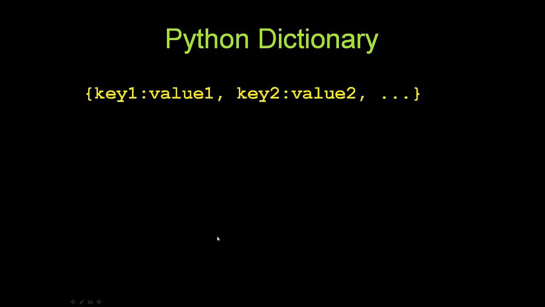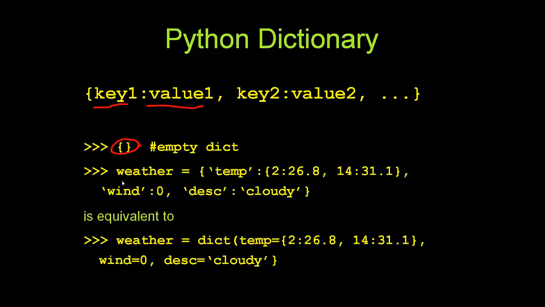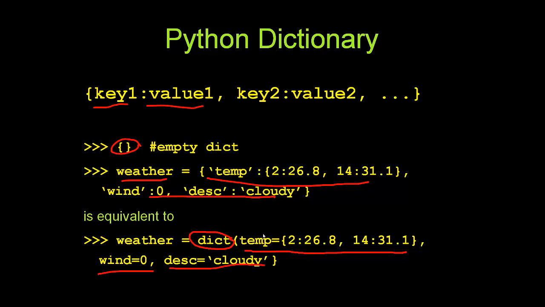Let's take a look. The way a dictionary is structured is the following form. It's key-value pairs: key 1 and value 1, comma, key 2 and value 2, comma. It's just a bunch of key-value pairs. And two curly braces is an empty dictionary. For example, you can have weather equal to this thing. This is equivalent to using dict to convert to a dictionary, where temp is equal to this, win is equal to this, des is equal to this. This converts it into a dictionary.